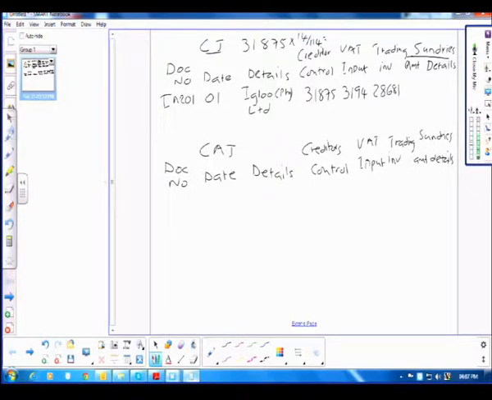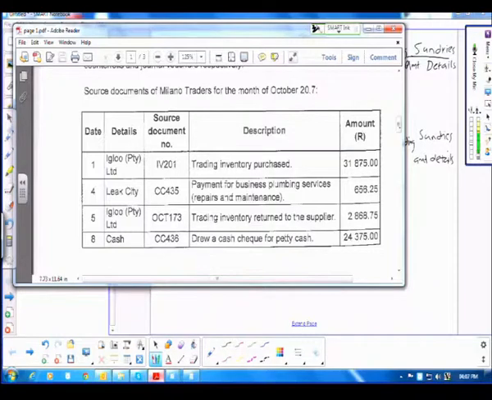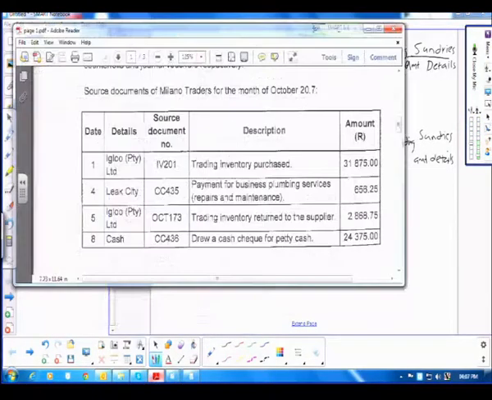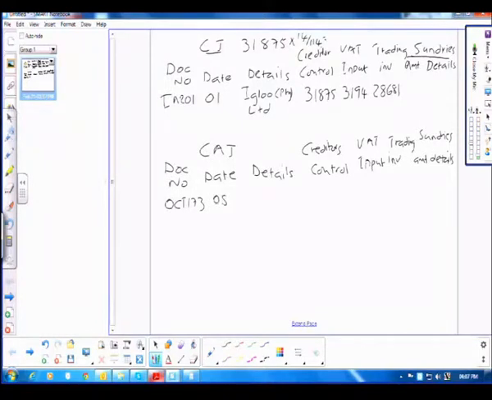Let's go and look at what that transaction involved. Trading inventory returned to the supplier. With that, we start with the document OCT 173. So let's go and record it. OCT 173, what was the date? The date was the 5th. It was returned to the same supplier, so you're going to say Igloo Pty Ltd.